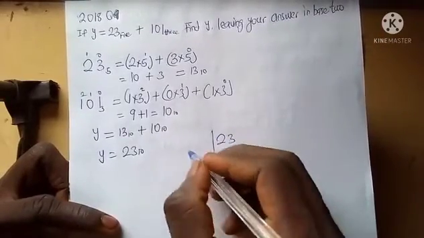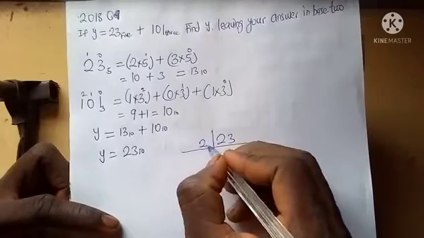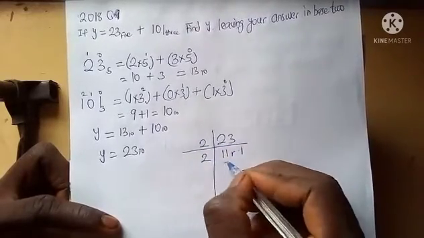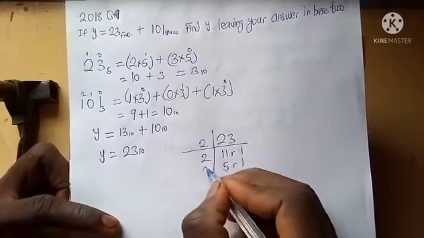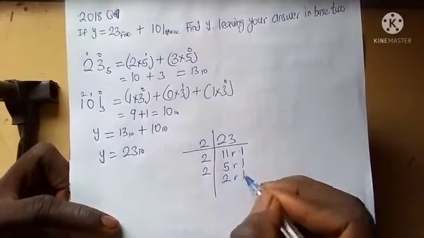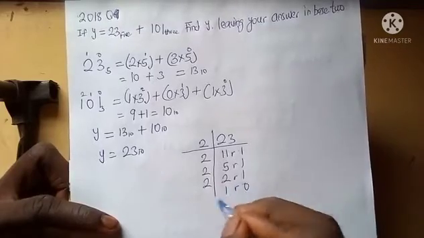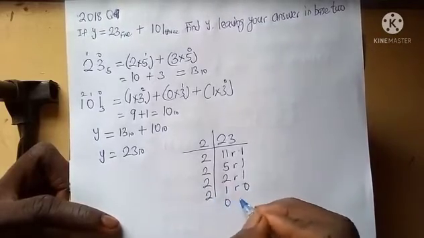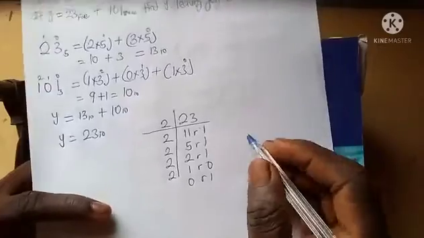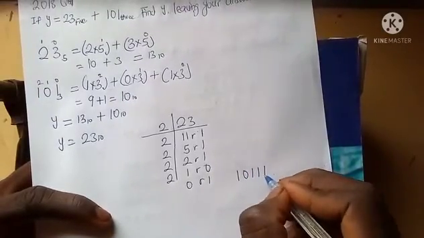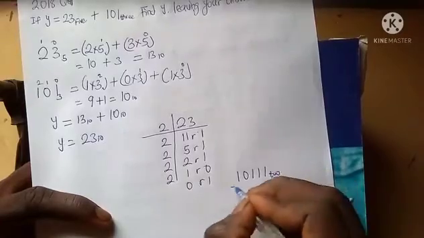23, then draw a cross. So 2 in 23 is 11, remainder of 1. 2 in 11, 5, remainder of 1. 2 in 5, 2, remainder of 1. 2 in 2, 1, remainder of 0. 2 in 1, 0, remainder of 1. So our final answer is going to be 10111 base 2.